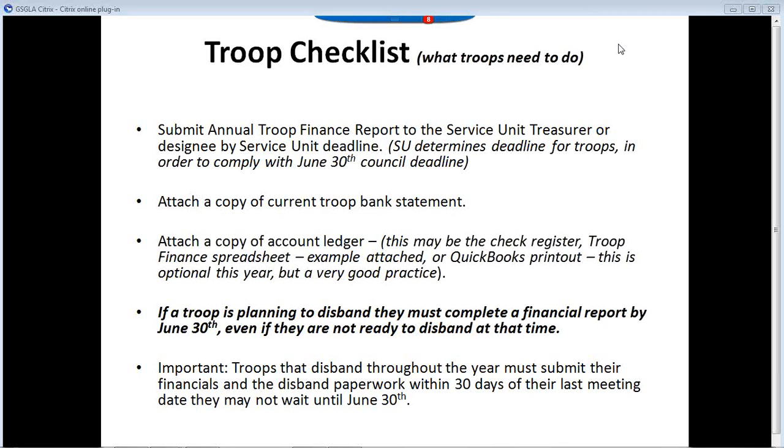If your troop is planning to disband, they must complete a financial report. So basically, if you're disbanding, but let's say you're not going to disband until August or September. September 30th is your deadline to disband for this year. You would still fill out a financial report by the deadline on June 30th. Then, when you're ready to disband, you're going to fill out your disband paperwork, and again, you're going to fill out the financial report. You're going to turn in another current bank statement, and you're going to turn in another ledger. So that whole packet's going to come in again with your disband paperwork.